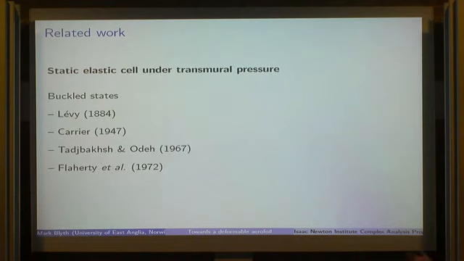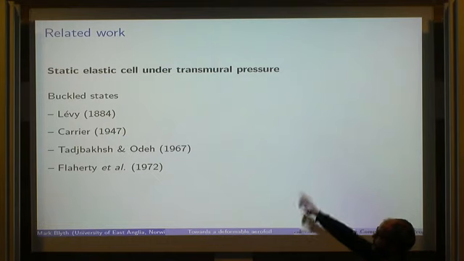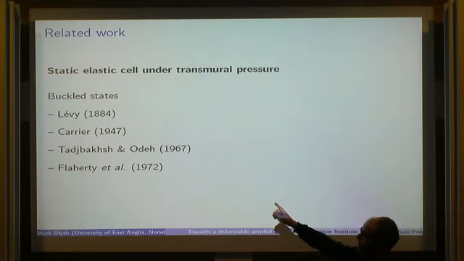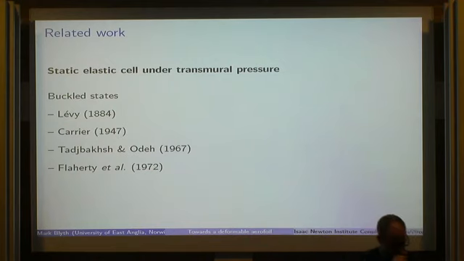So here's the static problem. So no flow at all, just a cell exposed to what's called a transmural pressure. So the pressure difference across the wall is non-zero. And this problem goes back a long way to Levy in 1884. Probably the easiest reference to look at on this problem is the one by Flaherty, and Joe Keller is one of the co-authors in 1972.